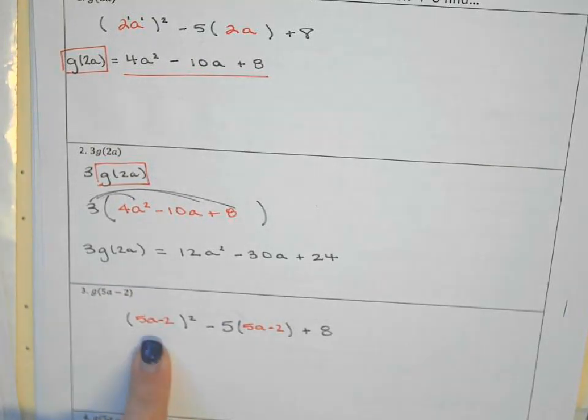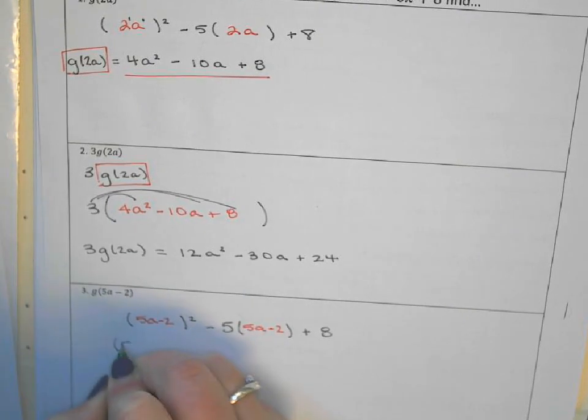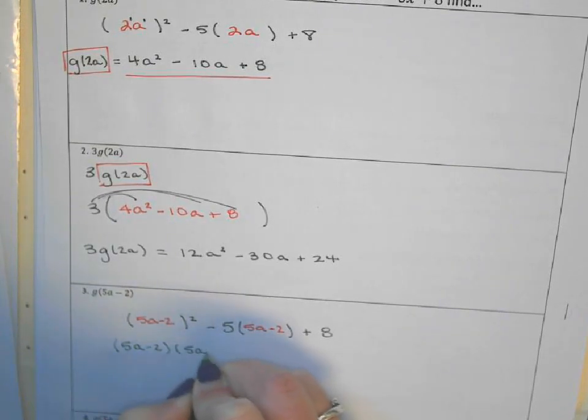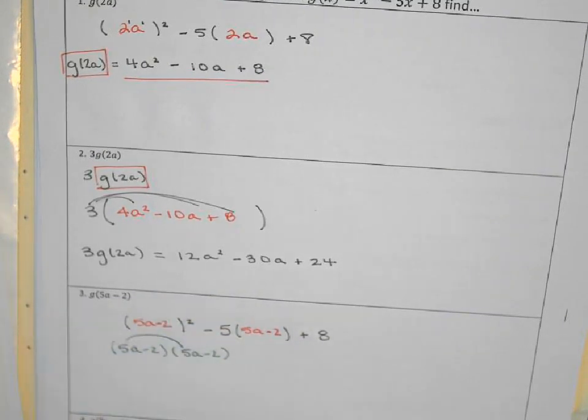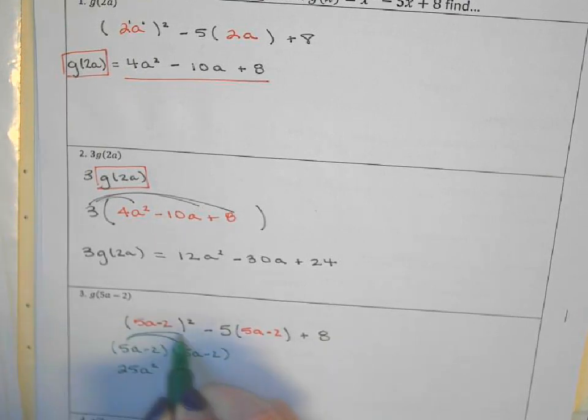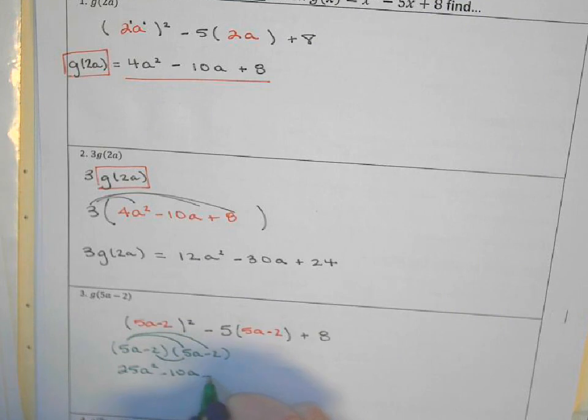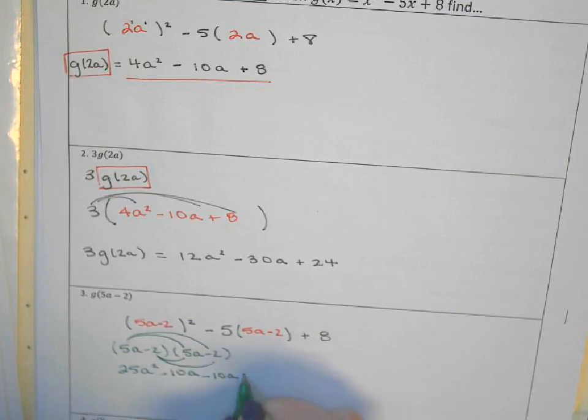Now, 5a minus 2 squared. Many people mess this up, because what you actually have here is 5a minus 2 times 5a minus 2. It is not just a monomial anymore. So we have to distribute. We're going to have to FOIL. So first times your first is 25a squared. Your outside minus 10a. Your inside minus 10a. Your last plus 4.